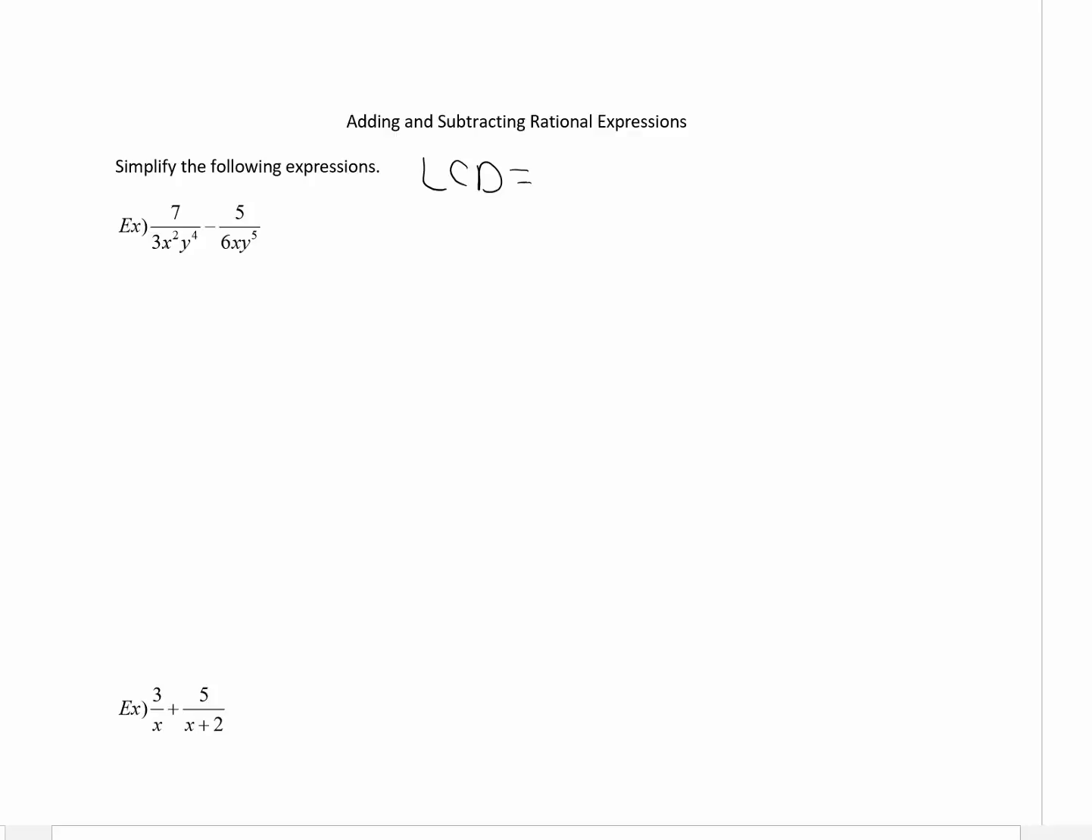So the least common multiple between 3 and 6 is 6. Now, with exponents, whichever exponent has the larger exponential power will be part of my LCD, which in this case, between x squared and x, that'll be x squared. We'll do the same thing with the y's, so that should be y to the 5th. Okay, so now I'm going to rewrite this. And underneath, I'm going to write the LCD.